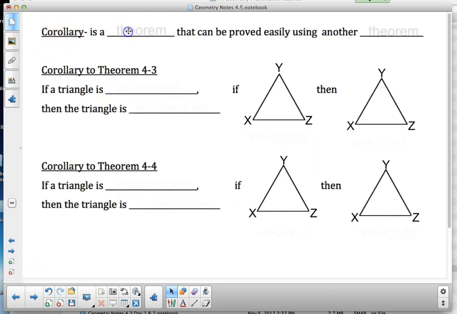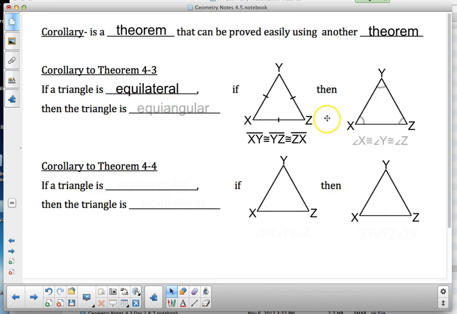Now, a corollary is a theorem that can be proved easily using another theorem. Corollary to theorem 4.3. If a triangle is equilateral, okay, if all three sides are the same, then the triangle is equiangular. So if all the sides are the same, therefore all the angles are the same. So if I have three sides the same, I have three angles the same. If I have two sides the same, I will have two angles the same. And if I have no sides the same, there will be no angles the same. So keep that in mind as we're going through and thinking about triangles.